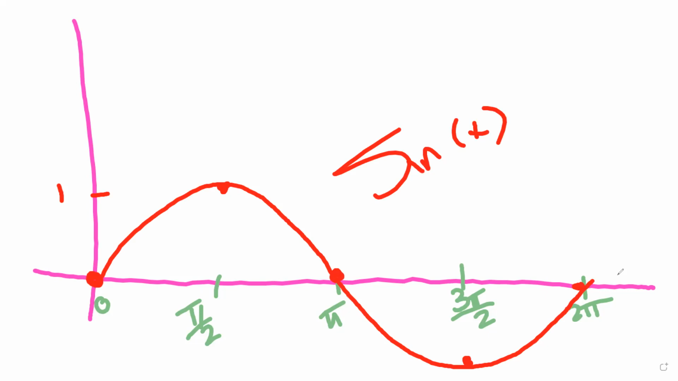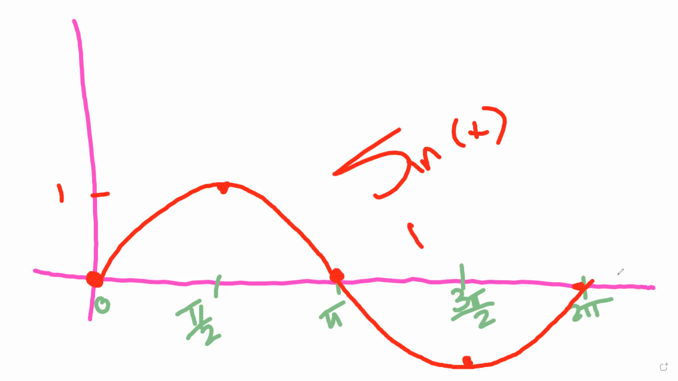So if you see here, sine of 0 is 0, sine of pi over 2 is 1, and sine of 2 pi is 0. And if you continue, it will repeat itself. This is the graph for the sinusoidal function, sine of x.